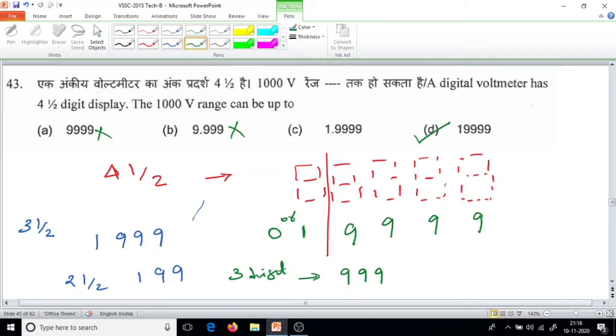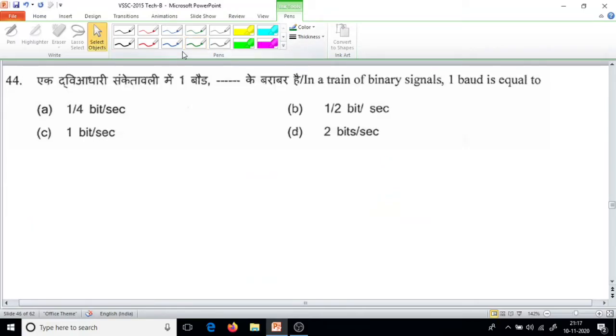This decimal point can be put anywhere, you can make it 199.99, whatever it is. We can shift the decimal point. But 4.5 digit means whenever this half comes, the first MSB digit can only toggle from 0 to 1. We'll go to the next question.